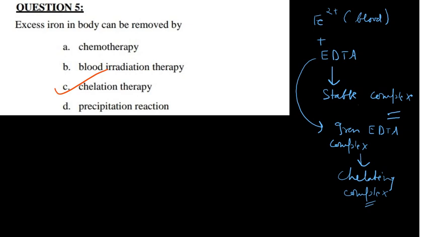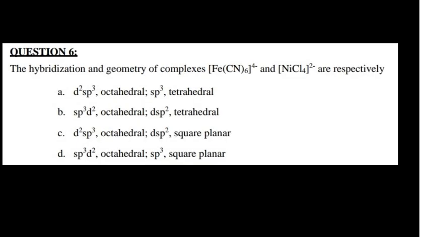Chemotherapy is used for cancer, right? Precipitation reactions are different, which cannot actually be used in the body, and blood irradiation therapy is something different, right? So it's a theoretical question, not that technical. Now moving to the next problem, what does it say? It says the hybridization and the geometry of these two complexes. Okay, two complexes are given and you have to identify the hybridization and the geometry.